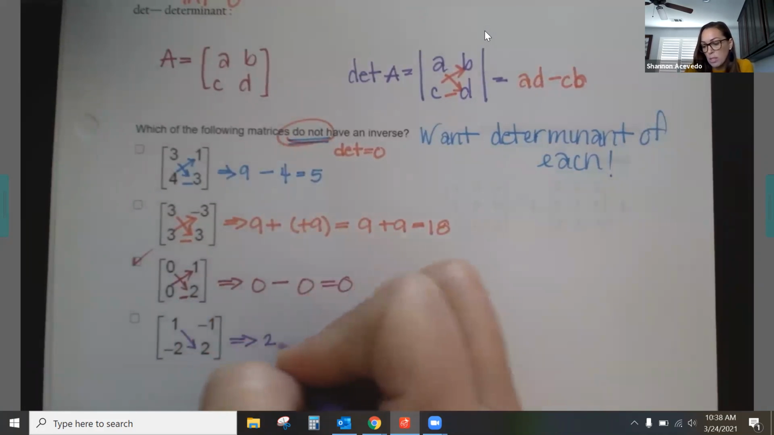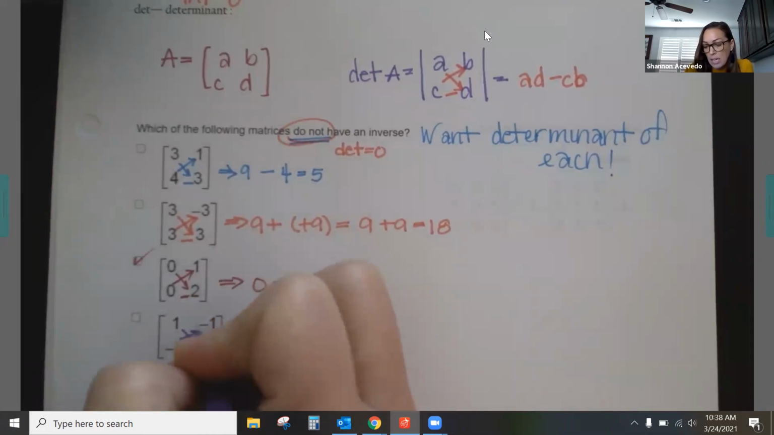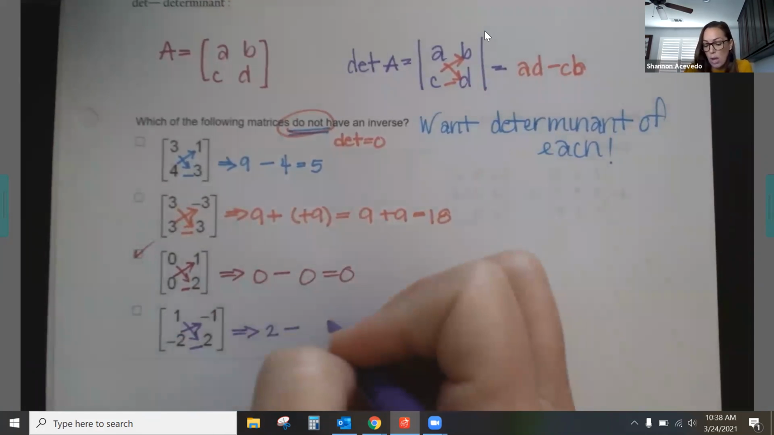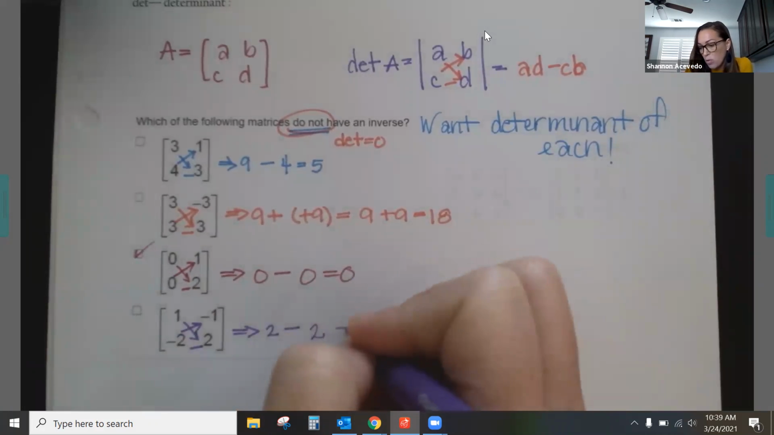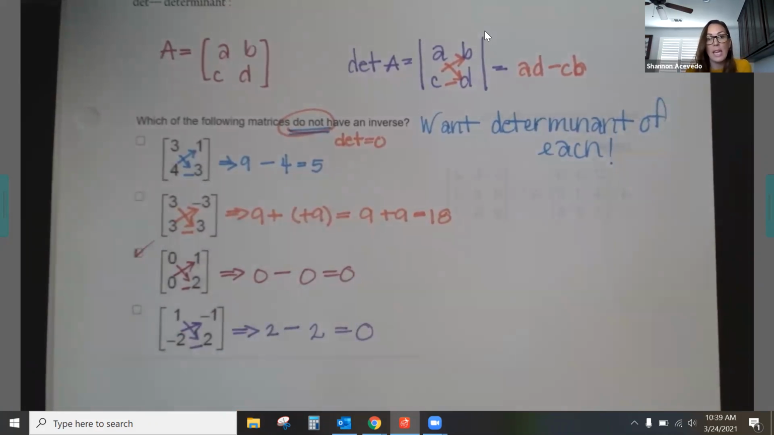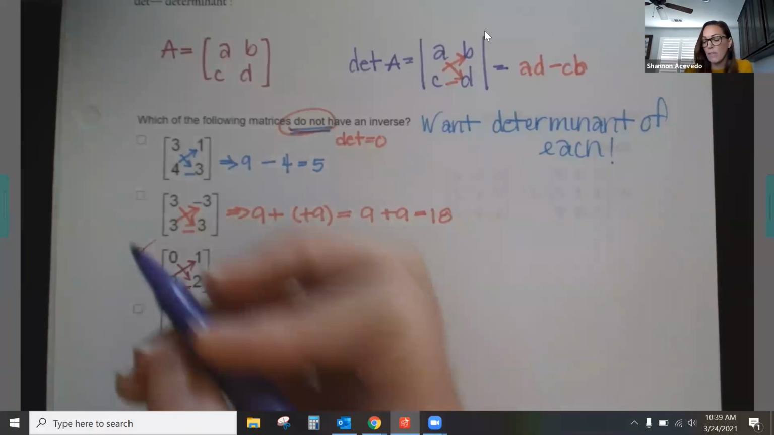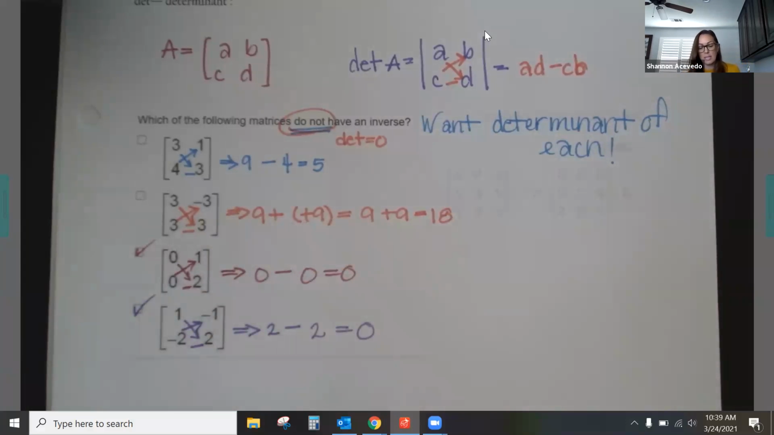And lastly, we have our last one. 1 times 2 is 2, minus a negative 2 times a negative 1, which is going to give me a positive 2. So it's 2 minus 2 is 0. Again, this means that there is no inverse for that matrix. It does not exist. So for figuring out if an inverse exists or not, you need to find the determinant. So building on our prior knowledge.